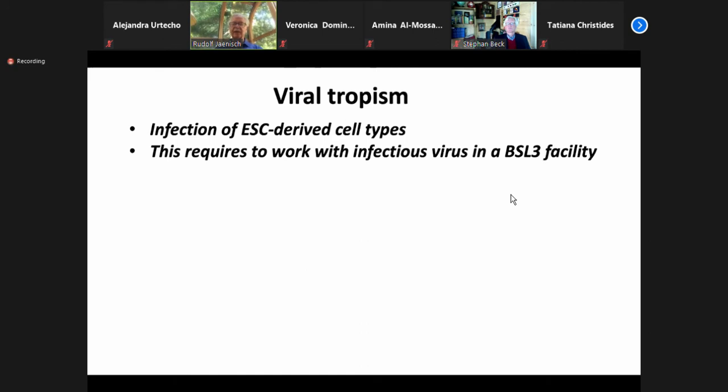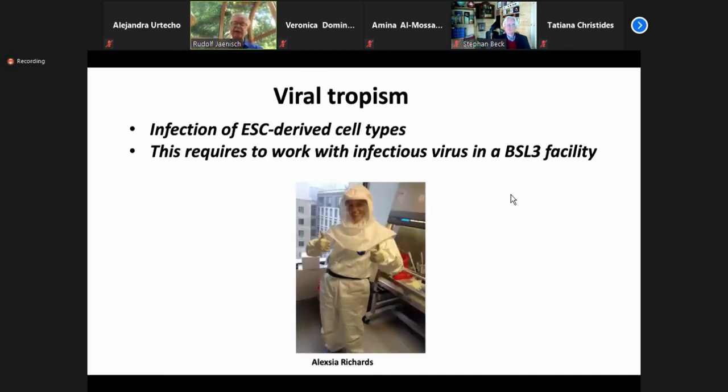So viral tropism infection of ES-derived cell types, of course, this requires work with infectious virus in the BSL-3 facility, and Alexa Richards, she's the only one at MIT who's authorized to work there because she has the right training in the Reagan facility where she can work with infectious virus.